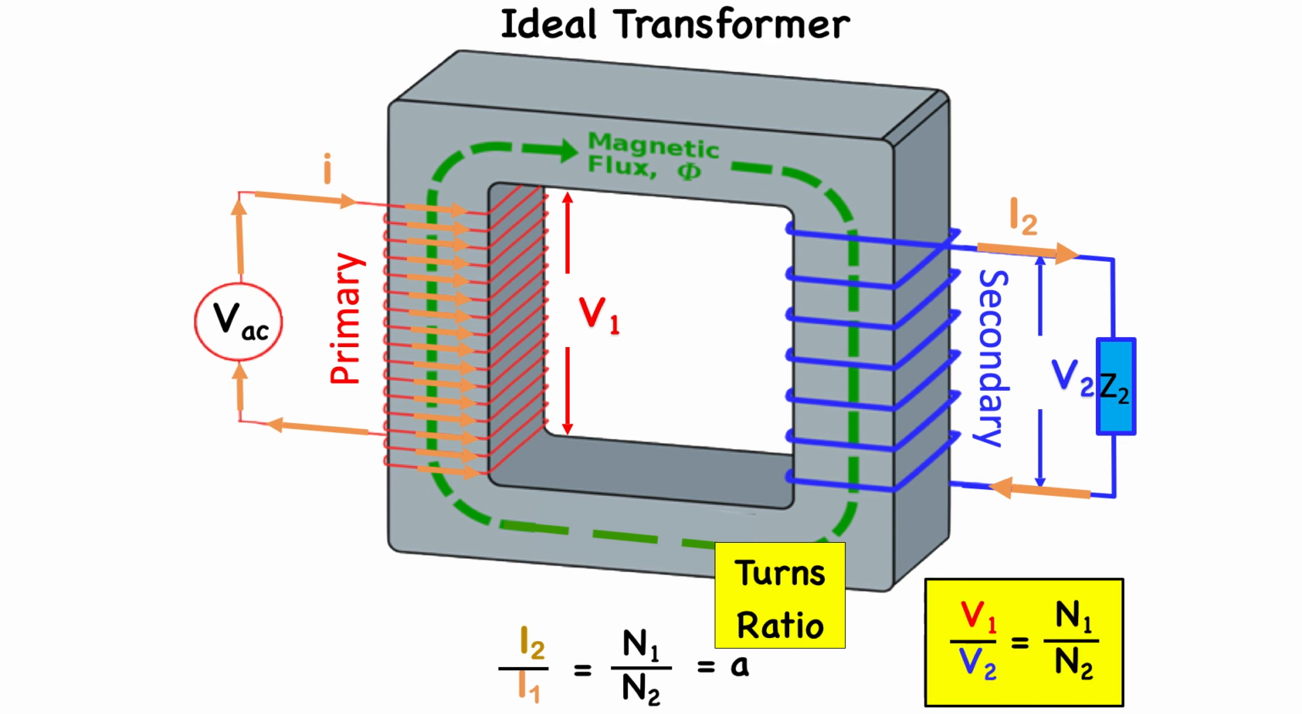In comparison, this is the inverse of the voltage ratio, which is equal to V1 over V2. Now let's look at the power flow through the transformer.